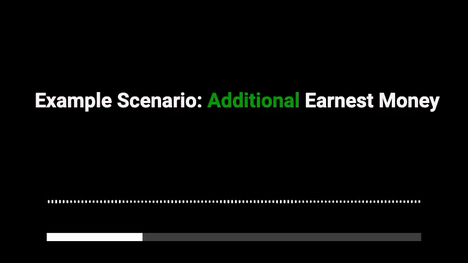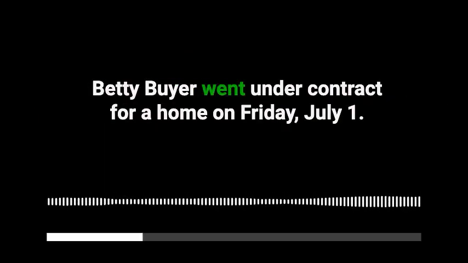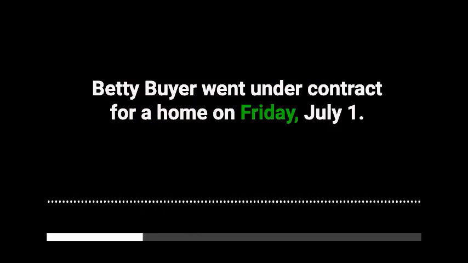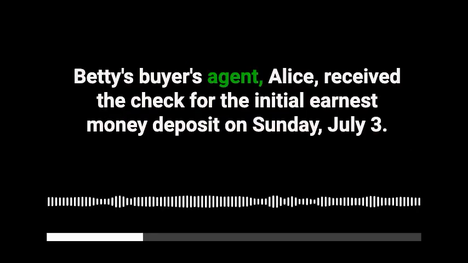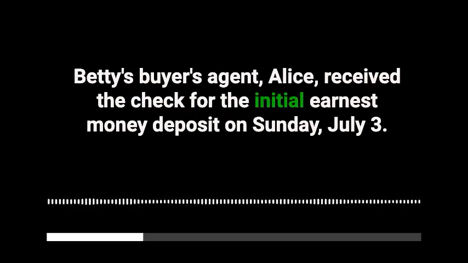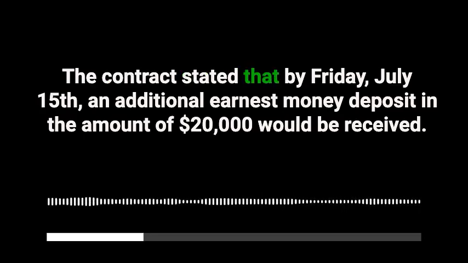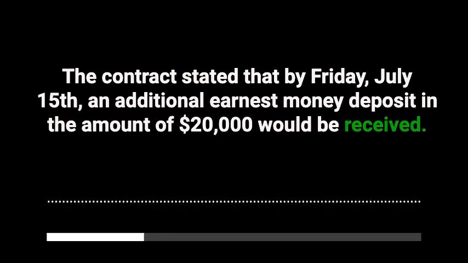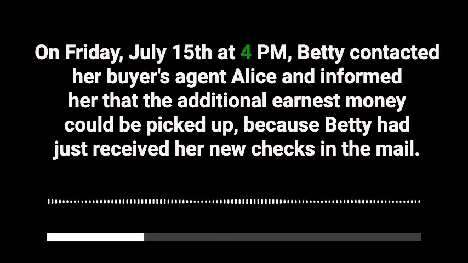Example scenario, additional earnest money. Betty buyer went under contract for a home on Friday, July 1st. Betty's buyer's agent, Alice, received the check for the initial earnest money deposit on Sunday, July 3rd. The contract stated that by Friday, July 15th, an additional earnest money deposit in the amount of $20,000 would be received. On Friday, July 15th at 4 p.m., Betty contacted her buyer's agent, Alice, and informed her that the additional earnest money could be picked up because Betty had just received her new checks in the mail.